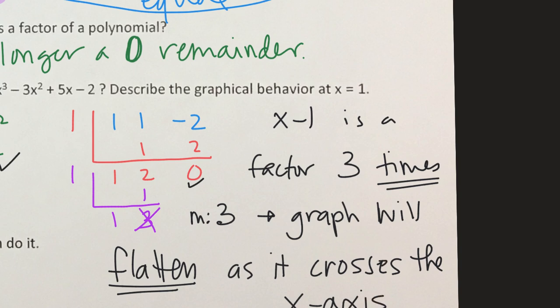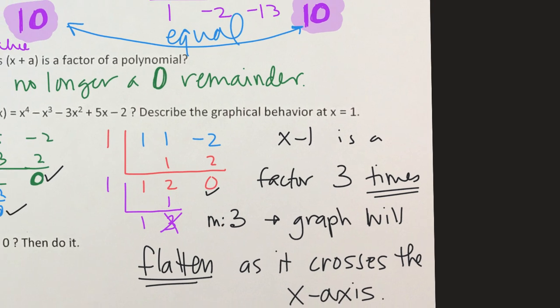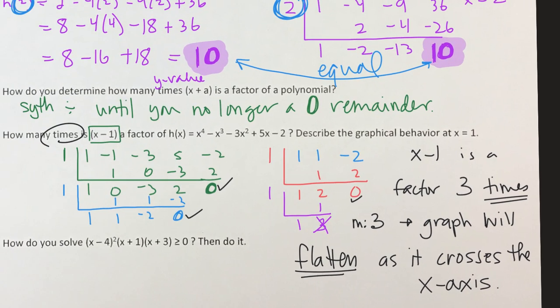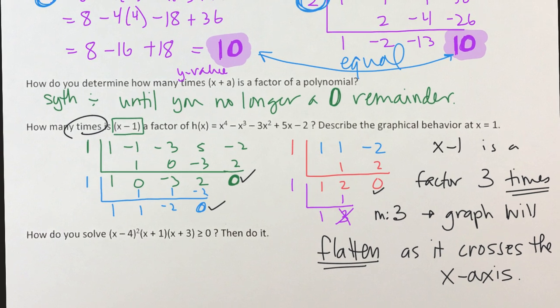So if you have an odd multiplicity, a multiplicity of 1 or a multiplicity of 3, then the graph crosses the x-axis. And if you have a multiplicity of 2, it does not cross the x-axis, it bounces.